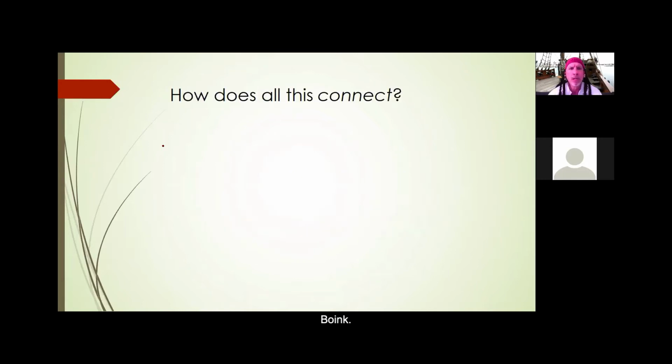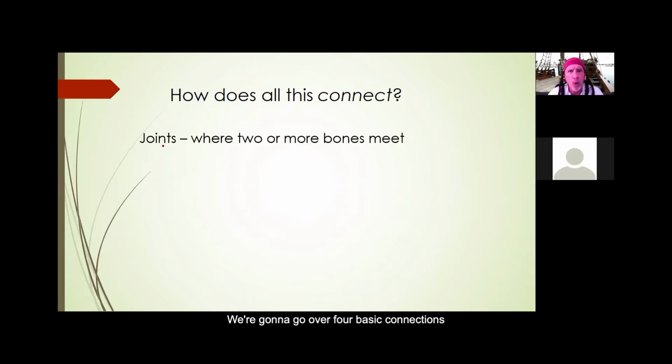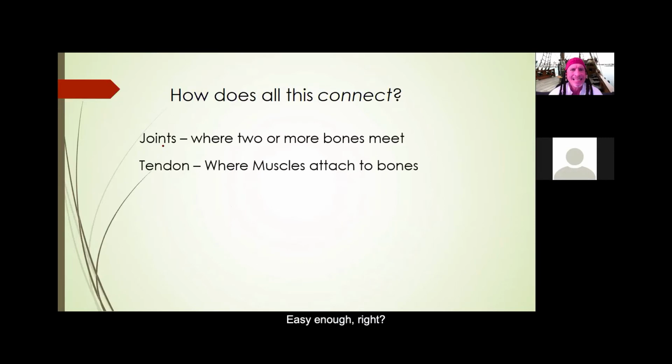How does this all connect? We're going to go over 4 basic connections in the muscular system. Joint. A joint is where 2 bones come together. Easy enough, right? Tendon. A tendon is where the muscle attaches to the bone.